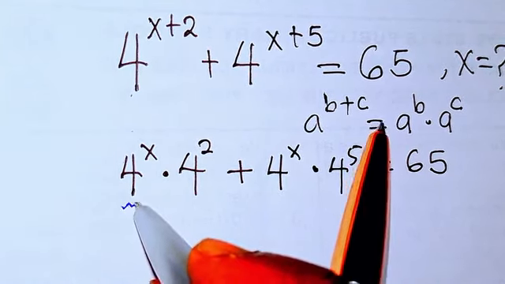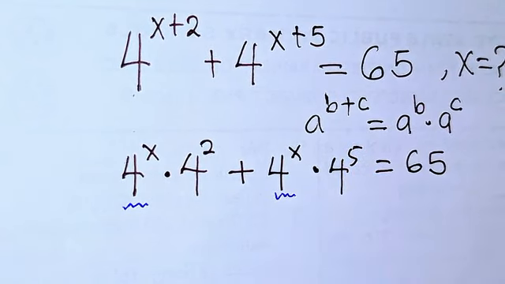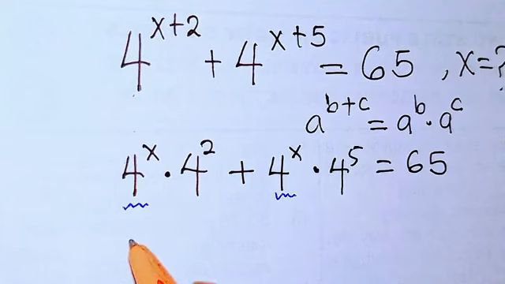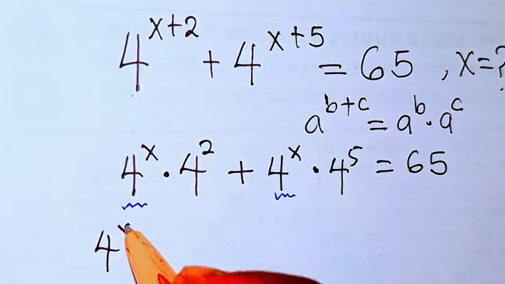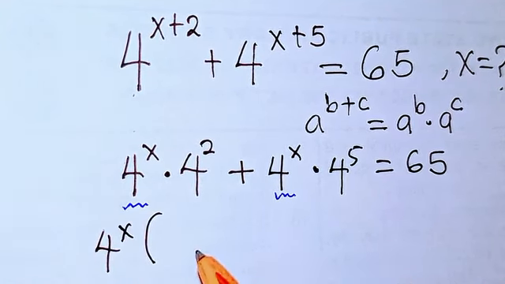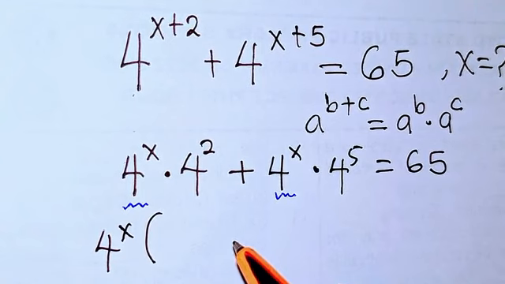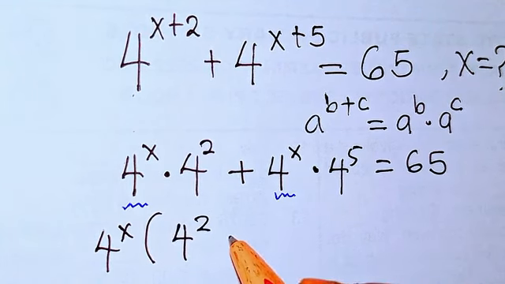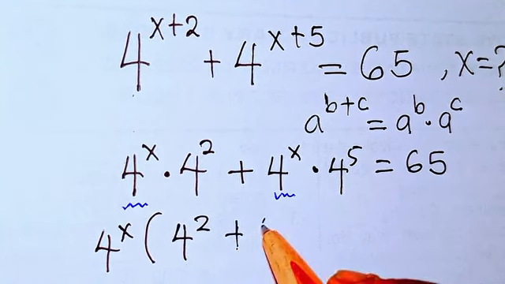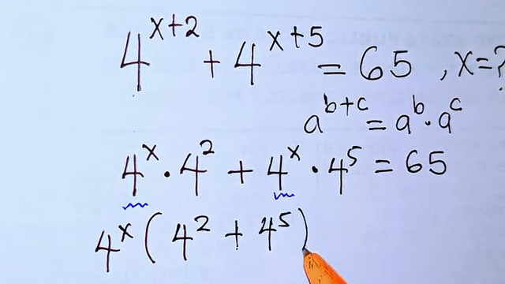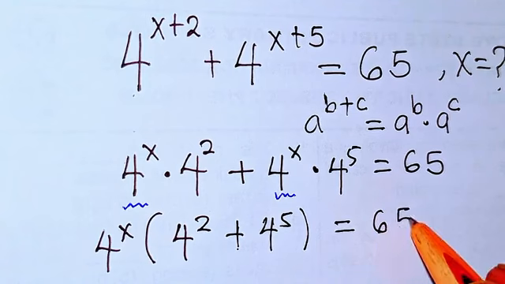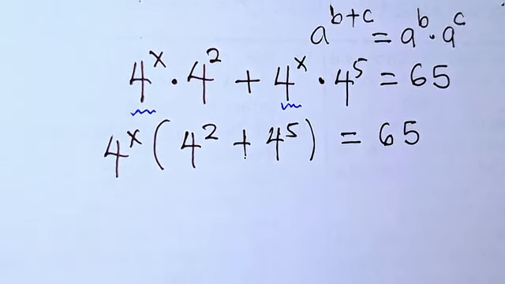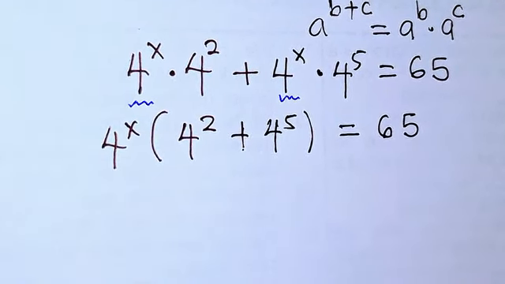4 to the power of x is common, so we bring it out, 4 to the power of x into brackets. That is factorizing it out, so this is going to be 4 to the power of 2 plus 4 to the power of 5, then equals 65. Are you following?